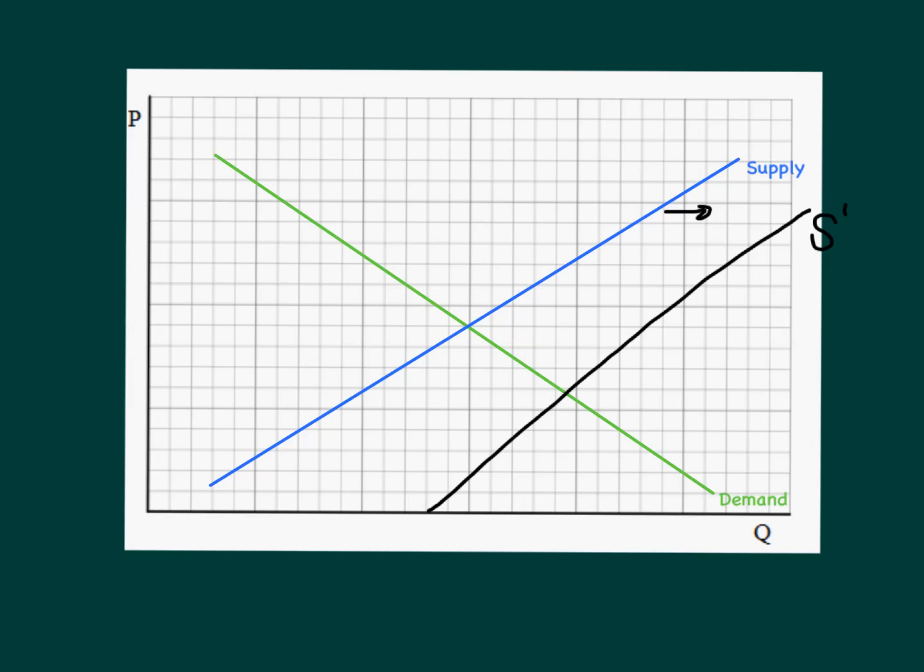So maybe technology's improved. And so far you're doing good, right? You had a market equilibrium price and quantity. We now have a new market equilibrium price and quantity. And then you start to get confused. You're thinking, oh no, price has fallen. And I remember the law of supply telling me that when the price falls, the quantity supplied falls.